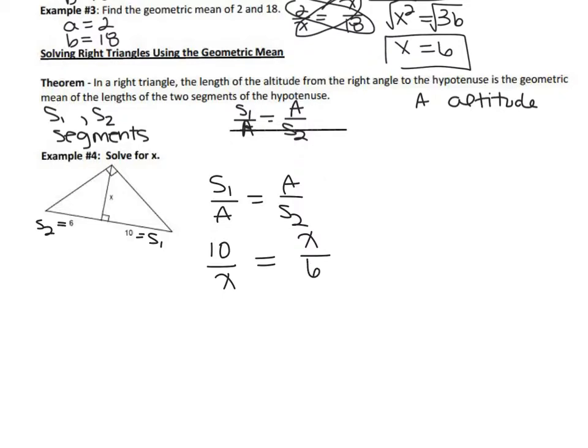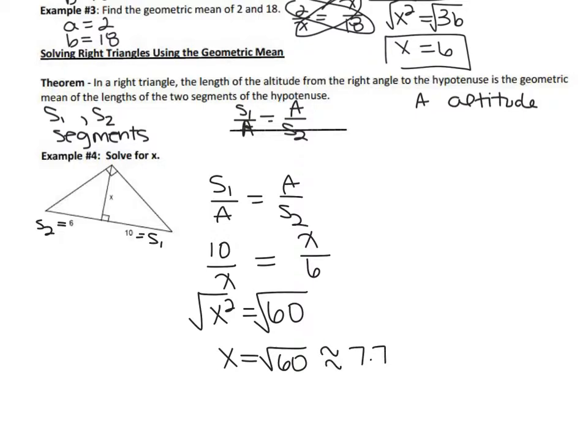So again, we're going to cross multiply, so we get x squared equals 60. Take the square root of both sides, and we get x equals the square root of 60, which when plugged into a calculator gives us roughly 7.7. So the geometric mean, the length of my altitude, is the square root of 60, which is about 7.7.